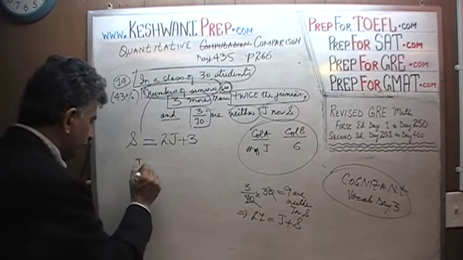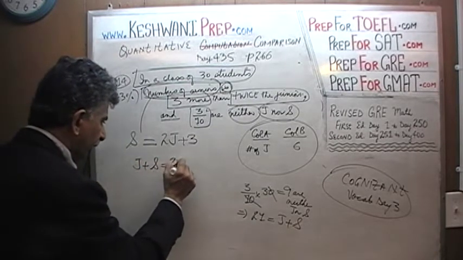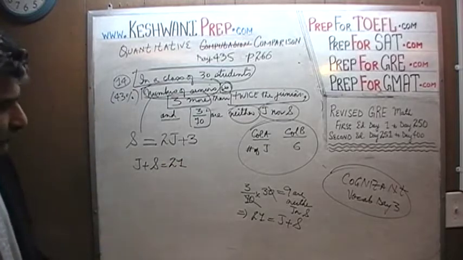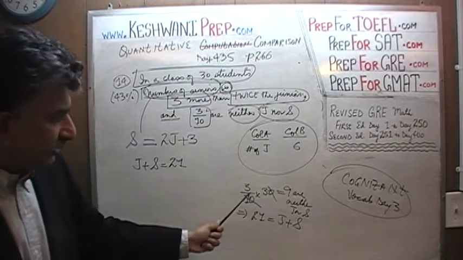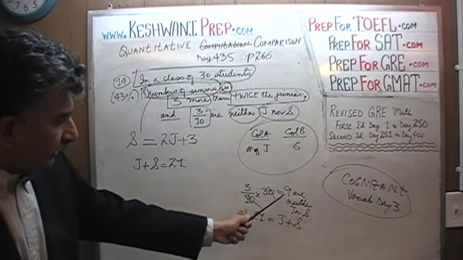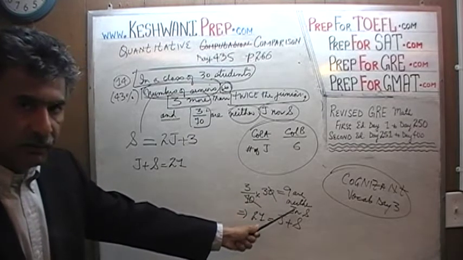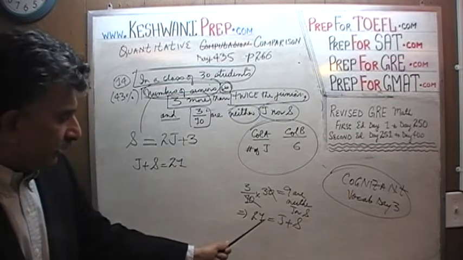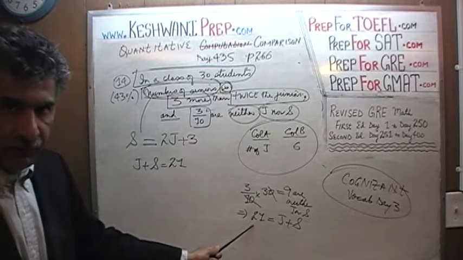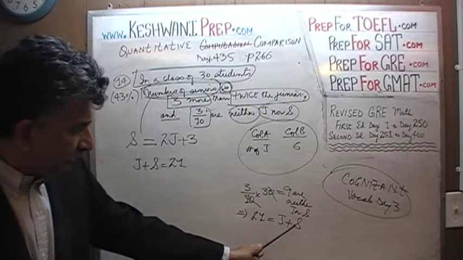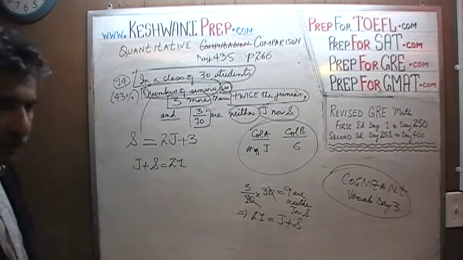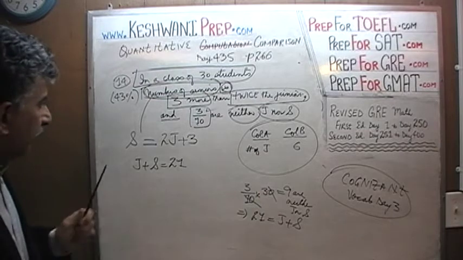If we were to add up the number of juniors and the number of seniors, it has to add up to 21, because we are told that 3/10 of them are neither juniors nor seniors. 3/10 of 30 is 9. If 9 of them are neither juniors nor seniors, then the remaining 21 in the class must be either a junior or a senior. Therefore, number of juniors plus number of seniors equals 21. There you go. These are our two equations here. And we just have to solve for it.